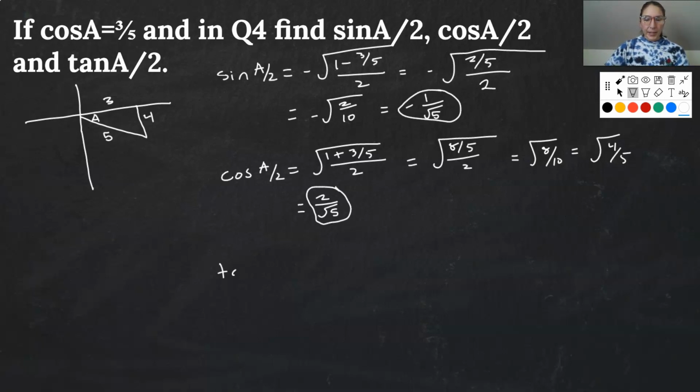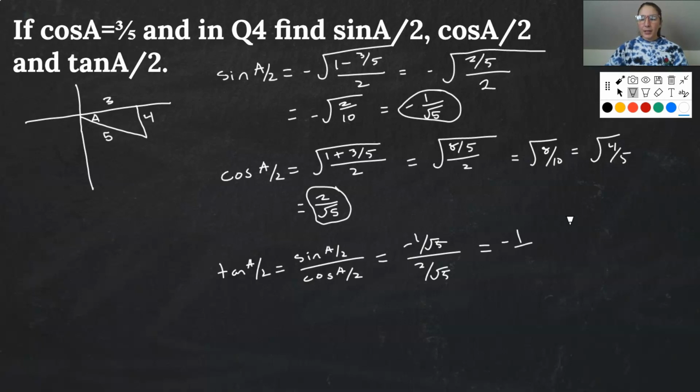The last thing we're going to hit is tangent of A over 2. I could go through any one of the 3 formulas that I have, or I can be smart about this and remember that tangent is just sine over cosine. What's my sine? Negative 1 over root 5. What's my cosine? 2 over root 5. Dividing by a fraction is the same as multiplying by its reciprocal. So let's flip this around. Cancel, cancel. And I end up with negative 1/2.